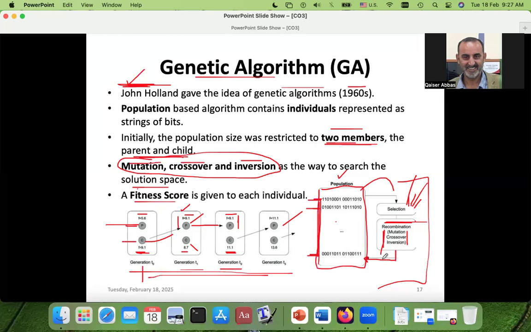and their children will also be selected with a fitness ratio. And then the overall standard of the population, the fitness level of the population, will rise. Okay. And the weak members will die out with the passage of time.